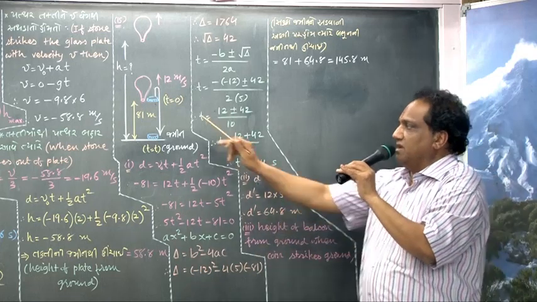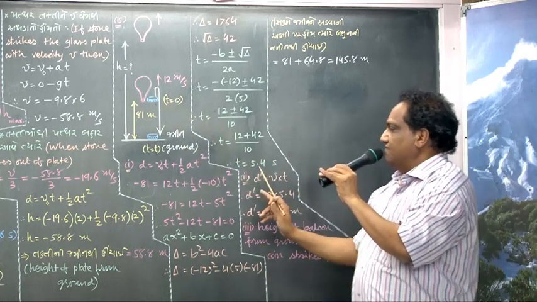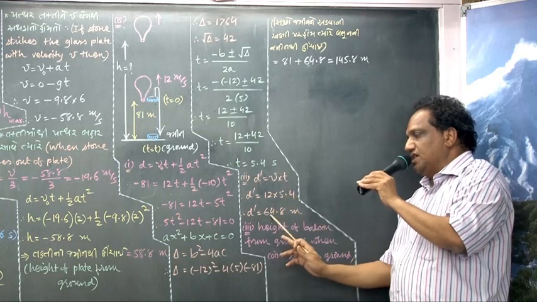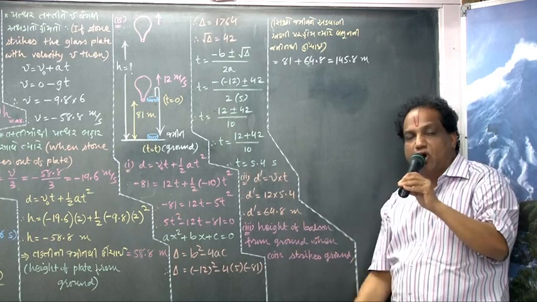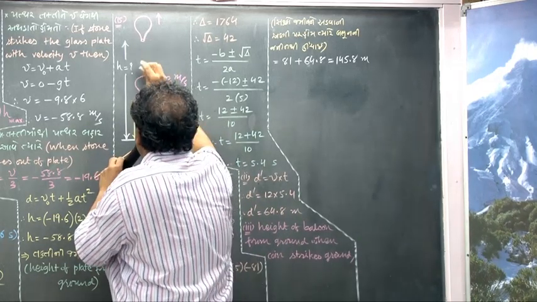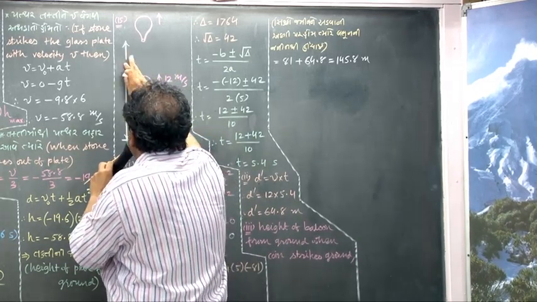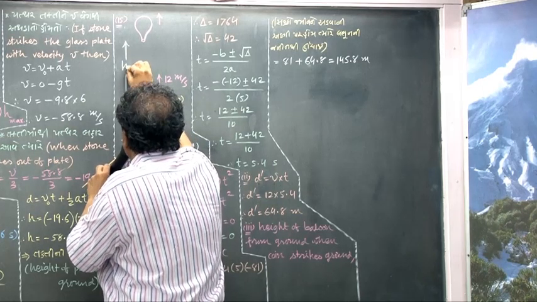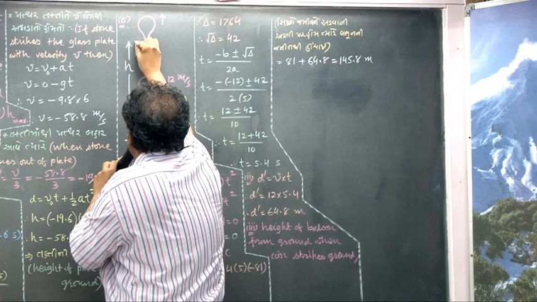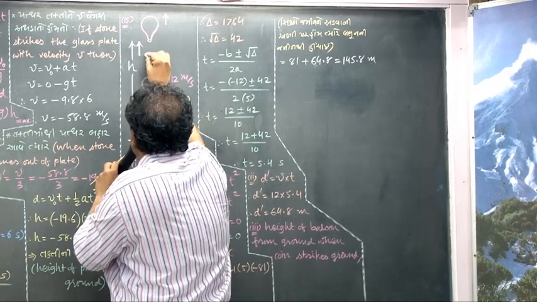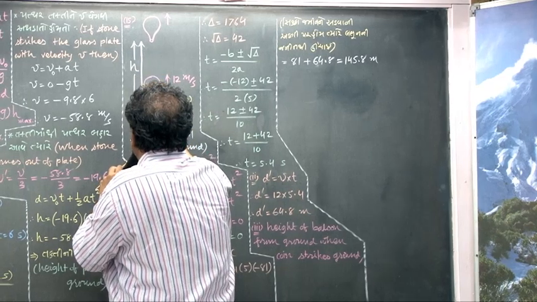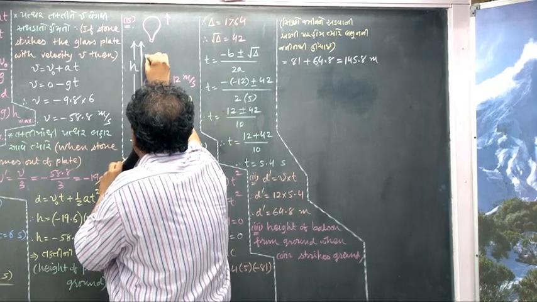And what is the time interval? From here to here, time is 5.4 seconds. This into 12, the answer is 64.8 meters. That is the additional height which this balloon has covered, and it is d dash. From here to here, it is d dash.